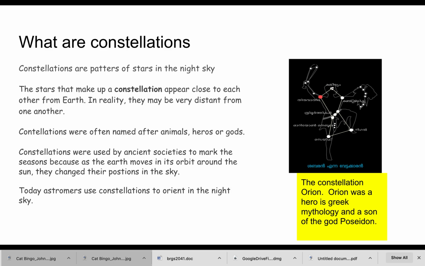Constellations today help us locate important stars. For instance, you might have heard of the North Star, which is a star that if we were looking, it's right above the North Pole of the Earth. So if you're ever lost and you're trying to find your direction, if you could find the North Star, you could orient with that. And that's what astronomers use constellations for today.